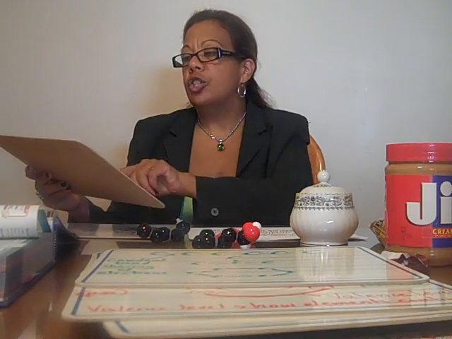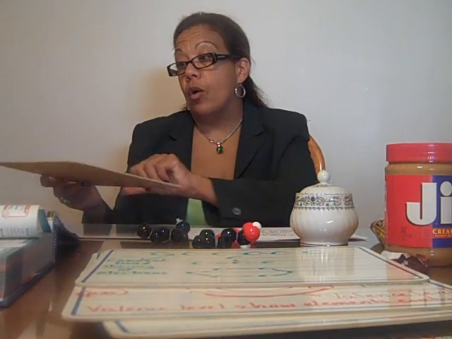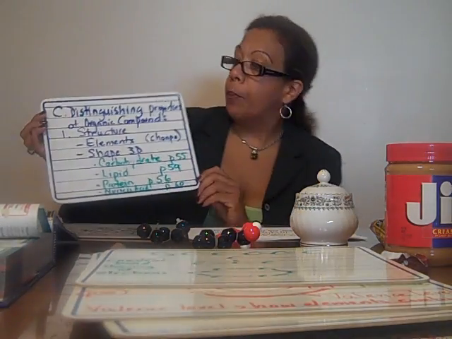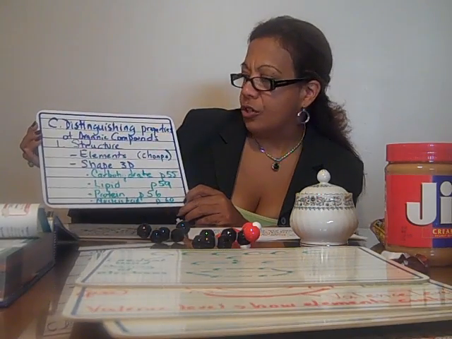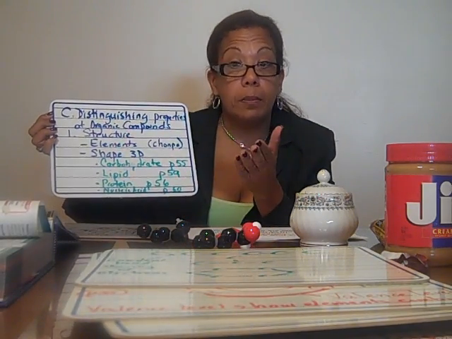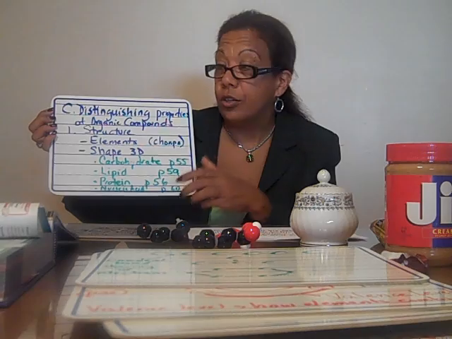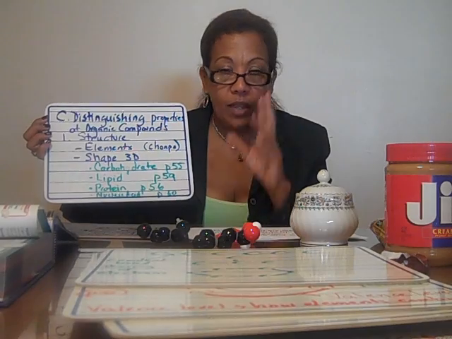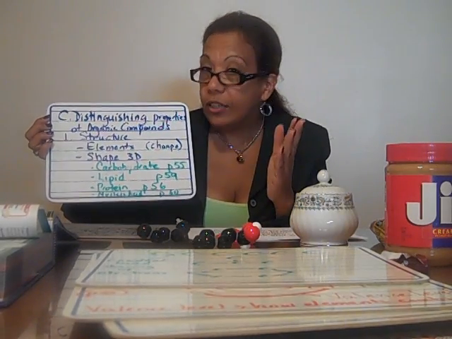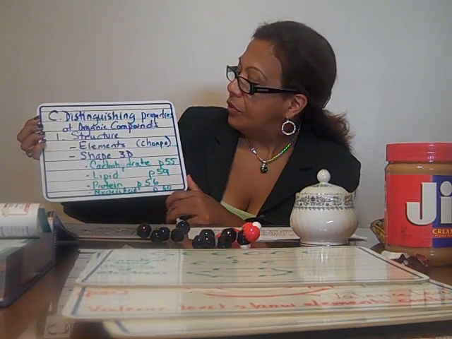Okay, so what are some distinguishing properties? Because we looked at what properties organic molecules have in common. Now, what is it that makes organic compounds different? We look first at the structure. As we mentioned before, there are sometimes elements such as nitrogen, phosphorus, and sulfur that are not found in some of the organic molecules. I can tell you right now, carbohydrates only contain CHO. So that's a distinguishing feature. If you see nitrogen, phosphorus, or sulfur, you know it's not a carbohydrate. So that's a distinguishing feature.